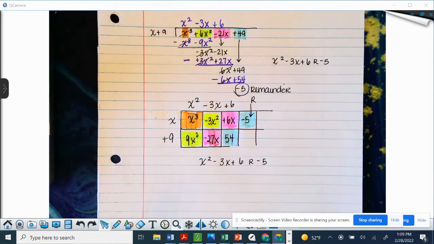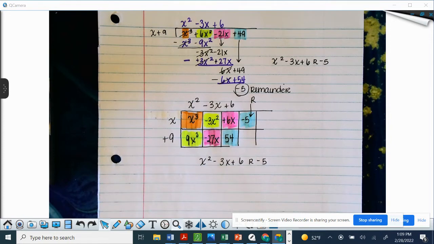Both of these are long division. One is just standard, which I call old school, and then the other is just another organizational method. Both are long division, though.